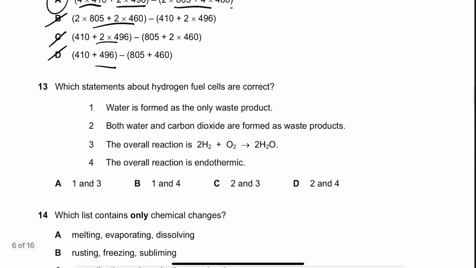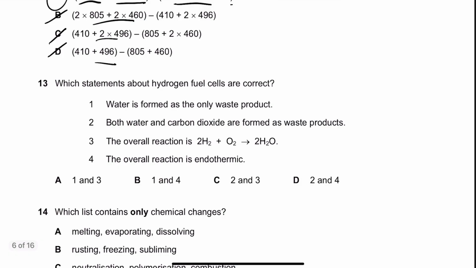Okay. Which statements about hydrogen fuel cells are correct? Water is formed as the only waste product. That's true. That's why we use hydrogen fuel cells. Both water and carbon dioxide are formed as waste product. No, carbon dioxide is not formed. If it was formed, then why do we use fuel cells, guys? Why are we stressing over fuel cells? The overall reaction is H2 plus O2 gives you 2H2O.